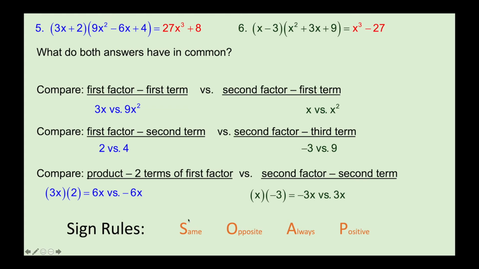Now, one thing I always do with the signs is I remember to use SOAP, and that's going to represent the same, the opposite, and then the last sign is always positive. So what we're going to notice here is that if I were to factor this expression right here, my first sign is going to match, so you'll see that this sign is the same. My second one is the opposite, and my last one is always positive. Again, if I was going to factor this one, I would say that my first sign is the same, my second one is the opposite, and my last one is always positive.